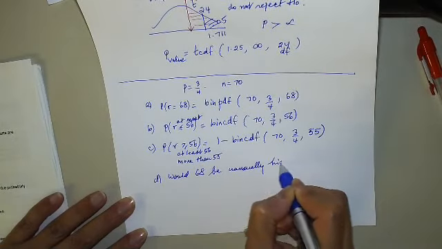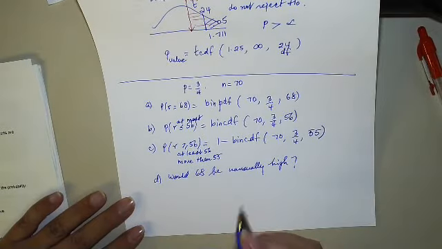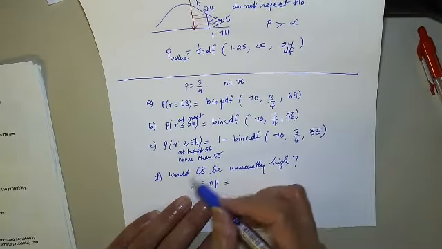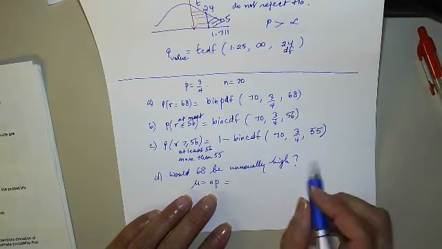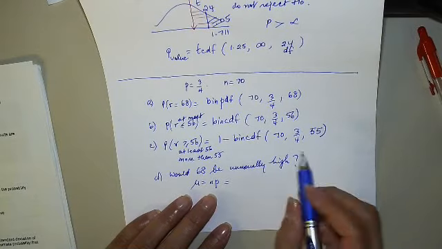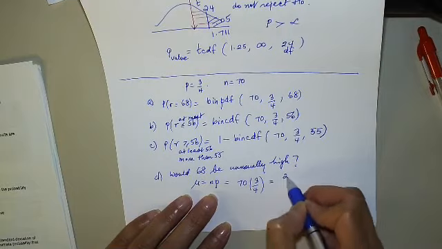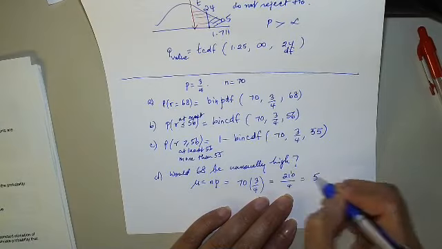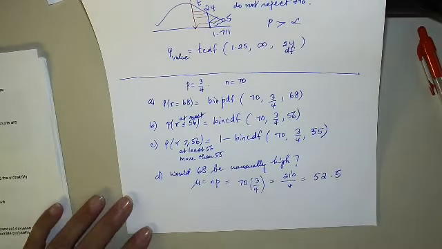Next page. Would 68 be considered unusually high? Obviously, it's going to be high because what's the mean of this distribution? Mu equals n times p. The reason why I'm doing this is because what if it said, would 68 be unusual? Then you would have to see if it's unusually high or unusually low, right? So mu equals n times p. So that's 70 times 3/4.